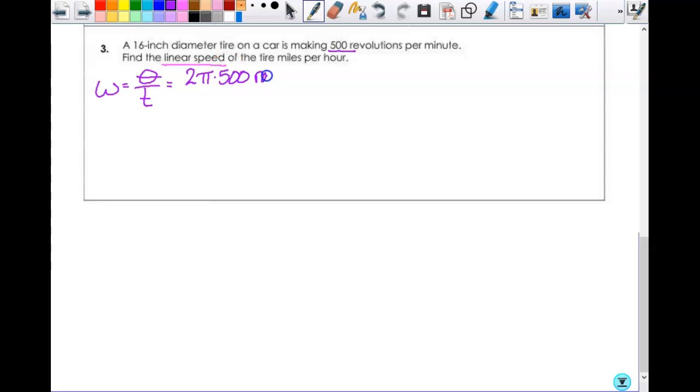So that'll be radians in the numerator over time. And again, this says revolutions per minute, so this is for every 1 minute. So this ends up giving me 1,000 pi radians per minute. Not my final answer because nobody asked me for angular velocity. They asked me for linear. So now I'm going to use that.